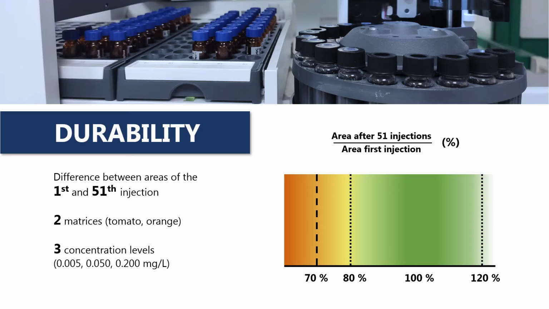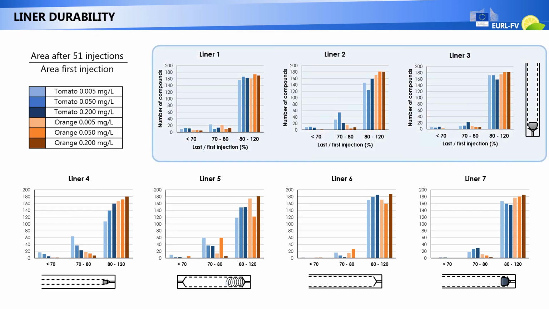According to this experimental design, the durability was assessed individually for each pesticide by comparison of the areas provided by the first and last injection in each matrix and each concentration level. An area in the range of 80 to 100% indicates that the liner is still suitable for further analysis of that compound. Conversely, values lower than 70% of the first injection indicate that the liner is not in good condition anymore. The intermediate values correspond to compounds whose area was starting to decrease. These graphs show the number of compounds that fall in each category.